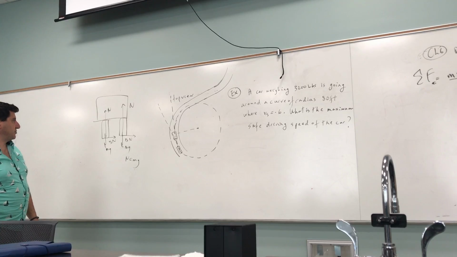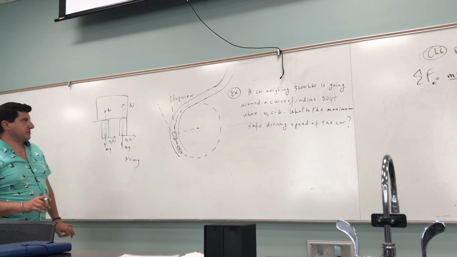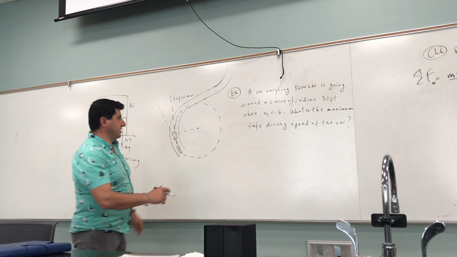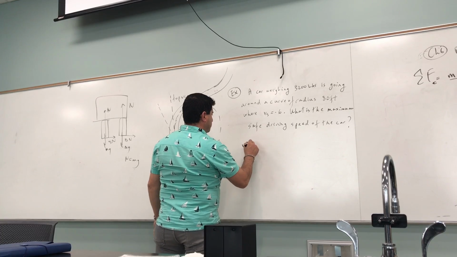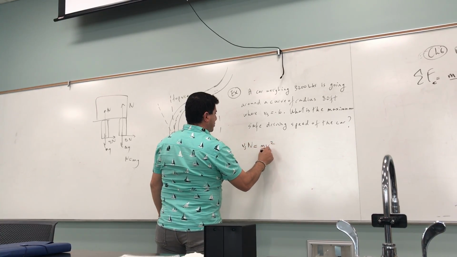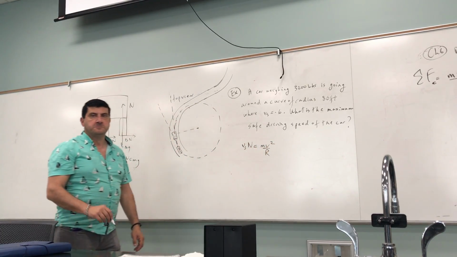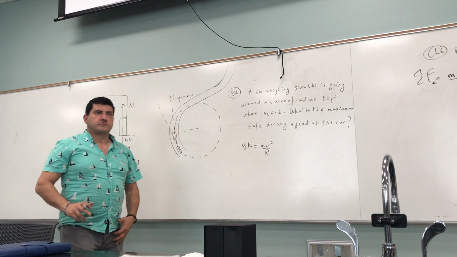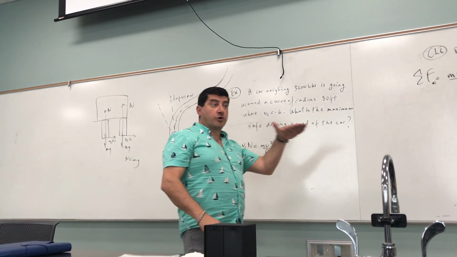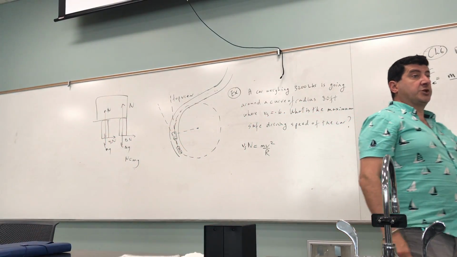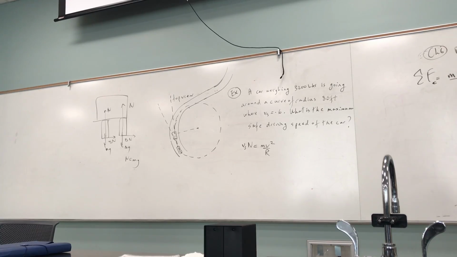So N equals mg, and what else happens? Then you have mu_s N equals what? m v squared over r. The friction force is what's allowing you to make the circle.